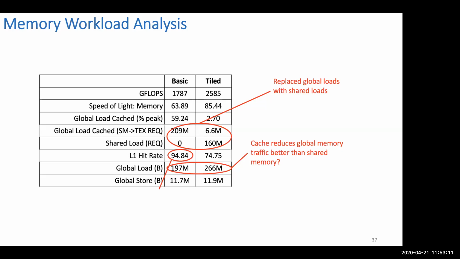Carl, it may be worthwhile looking at the change in the speed of light memory here. Yes, the speed of light memory change, I didn't call this out, but we've improved it from 63 to 85%. I think this corresponds to when we switch to shared memory, we're probably more effectively using that shared memory bandwidth than we were the global memory bandwidth, even though it was cached. But I'm not 100% sure.